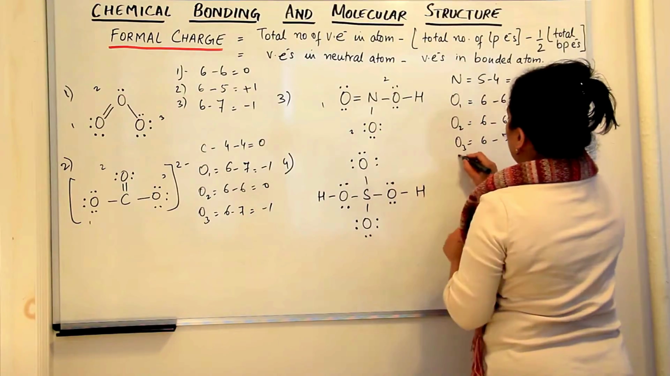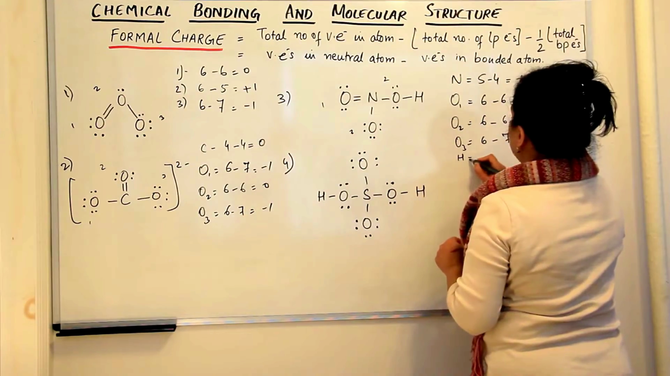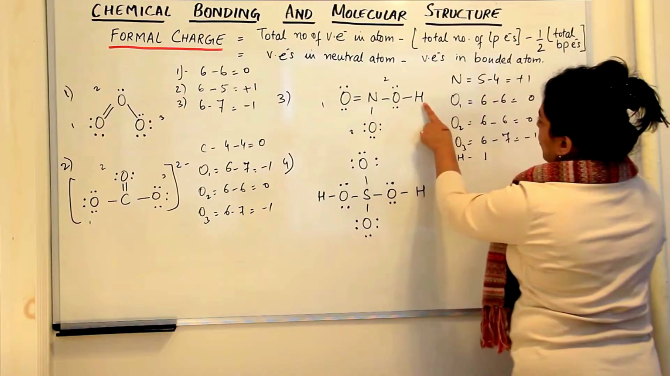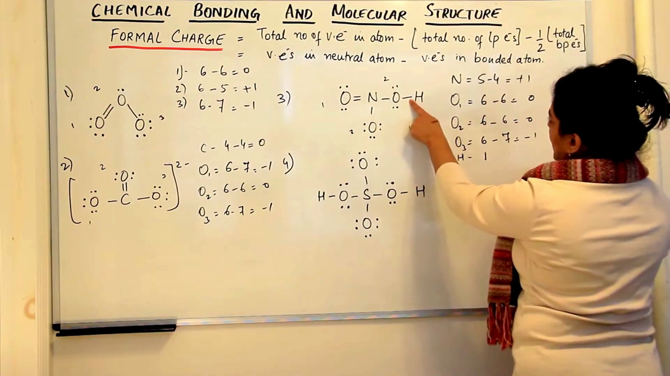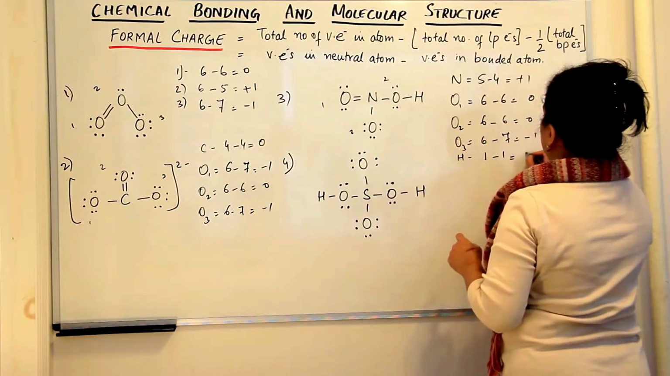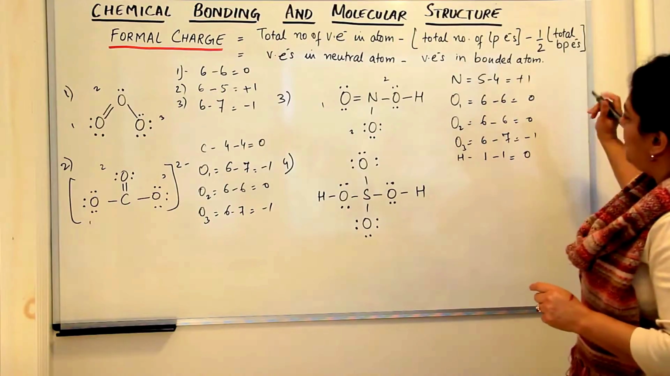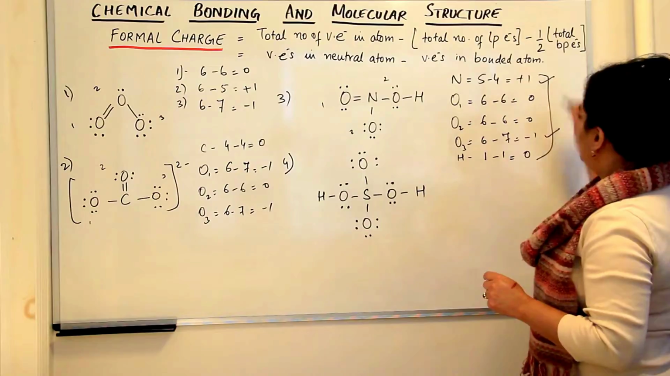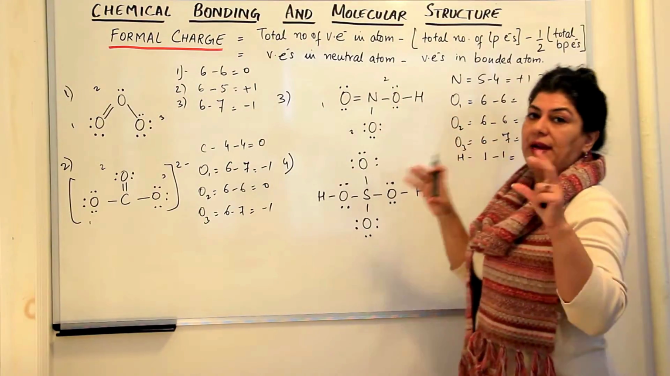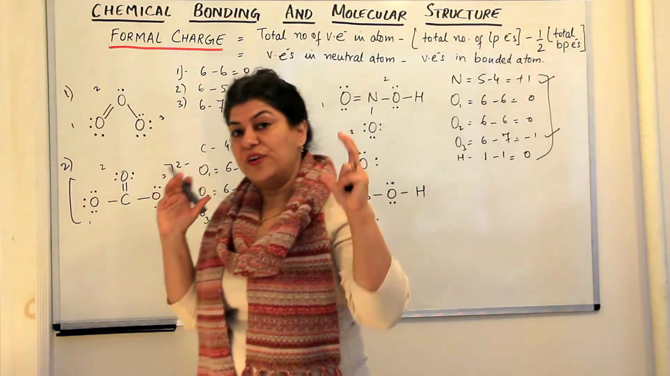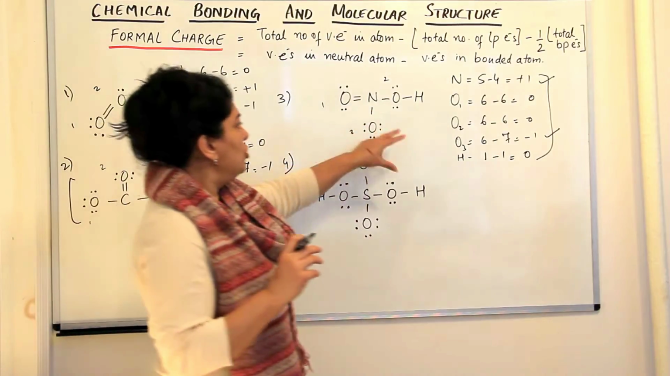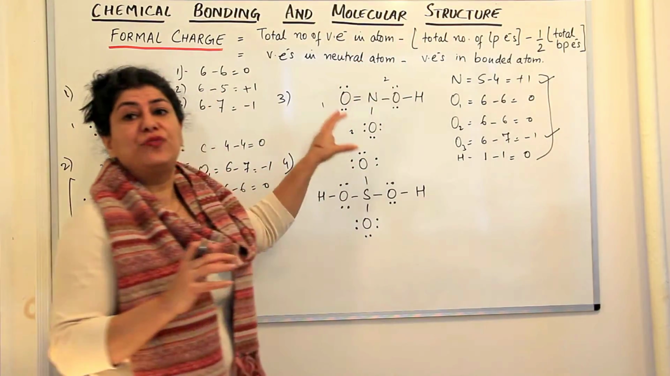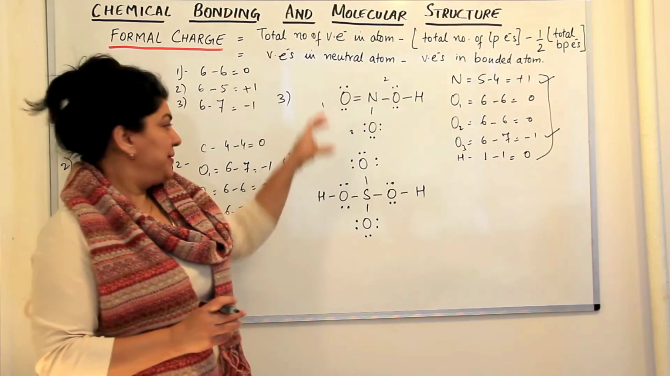Right? And what about the hydrogen? Hydrogen has one electron, and it has 1 here. So 1 minus 1 is 0. So plus 1 and minus 1, on the whole, they get cancelled. These two get cancelled, and on the whole, nitric acid has a charge of 0. So this also shows that this Lewis structure for nitric acid is right.